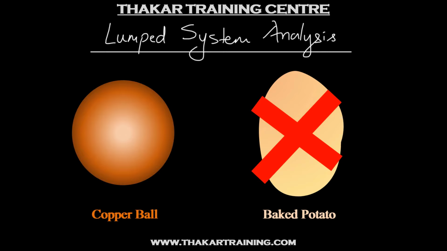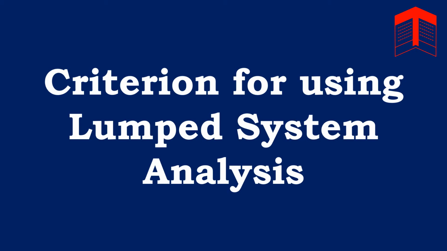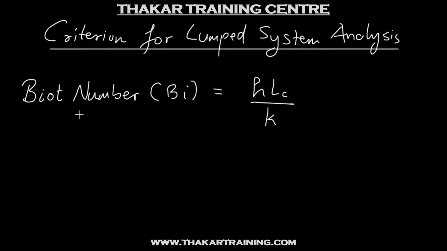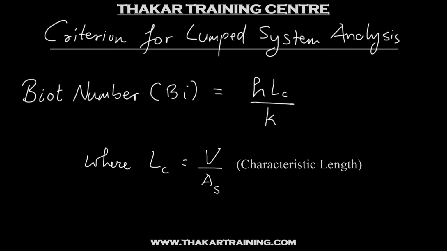So let's now try to understand the mathematical criterion for when we can apply lumped system analysis. The criterion for using lumped system analysis is the Biot number, denoted as Bi, and it is defined as h into Lc upon k, where Lc is the characteristic length, which is the ratio of volume to the surface area of the body.